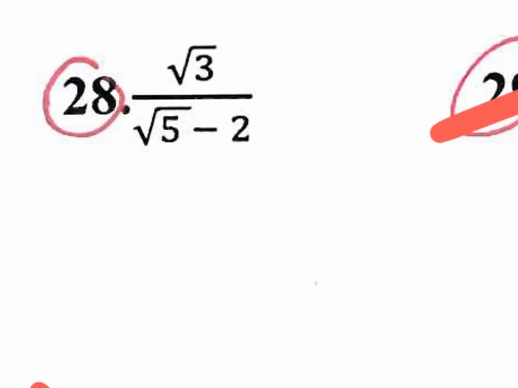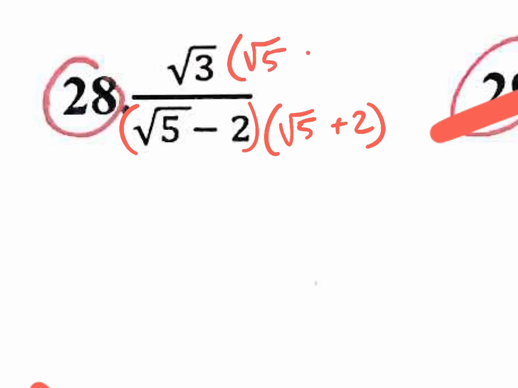Conjugate. Conjugate, yeah. On 28, you want to multiply by the conjugate. So what is the conjugate? Square root of 5 plus 2. And you have to do that to the top as well. So you're going to multiply by the square root of 5 plus 2. And if you do that math, you'll see that when you multiply this by its conjugate, you're going to get a nice, beautiful answer. And up here, you're going to actually distribute. It's not going to get canceled or anything like that. You're going to end up with radicals still involved.